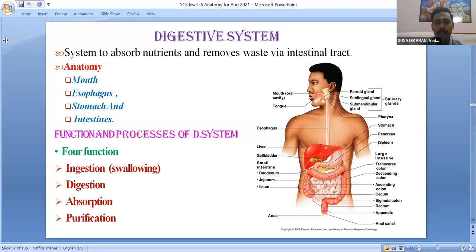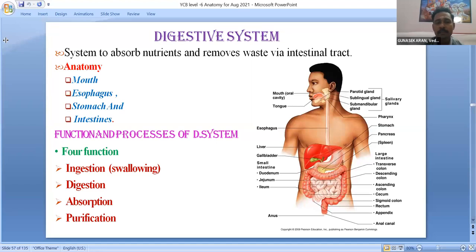Always remember: mouth, esophagus, stomach, intestine. These are the parts, mainly anatomically. You do remember these are the words, these are the parts, anatomy.